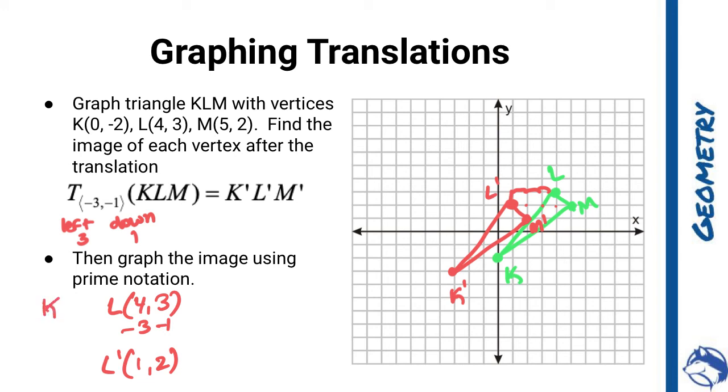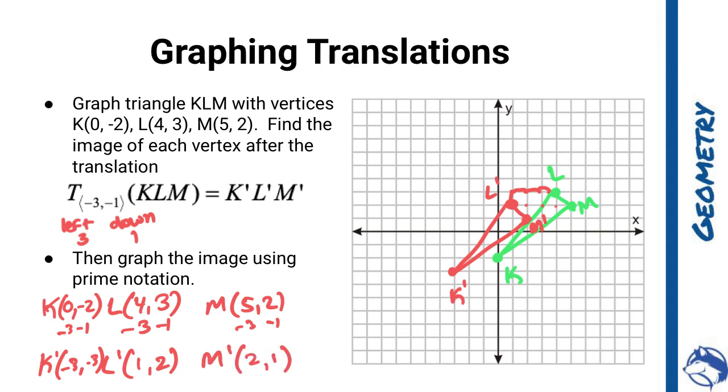So I can do this for each one. So say I needed to do K. Minus 3, minus 1. K prime is negative 3, negative 3. And I can go check that, and that checks out on my graph. And then the last one that I have to do is M, which is 5, 2. You subtract 3, you subtract 1, and you're left with M prime is 2, 1. So those are the points, the vertices of that triangle, and they correlate with the graph that we made.